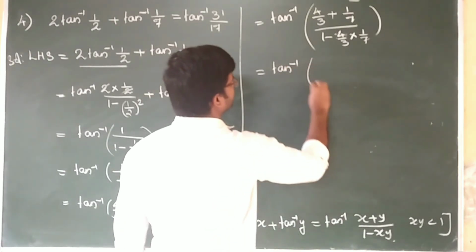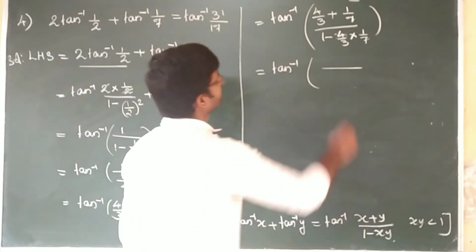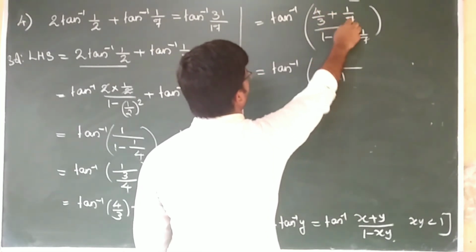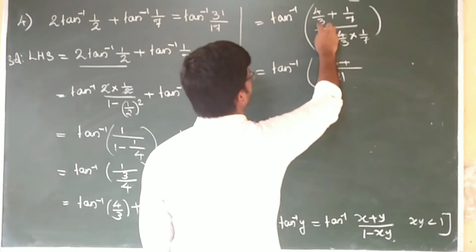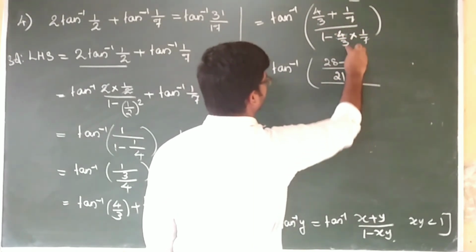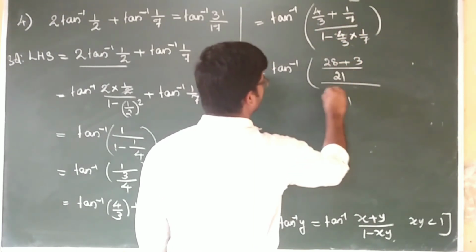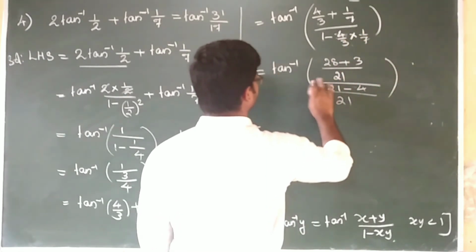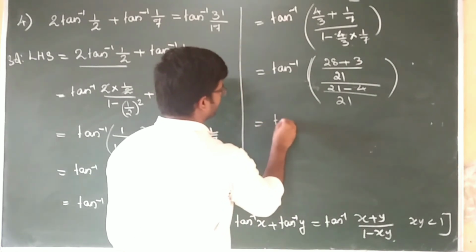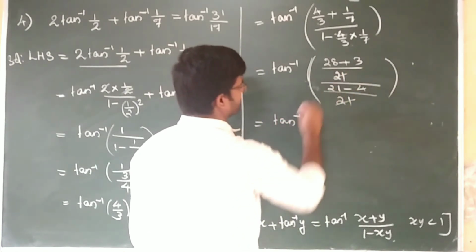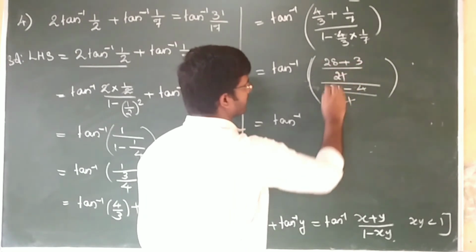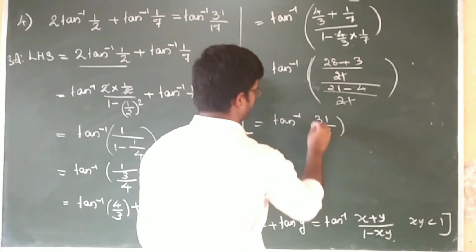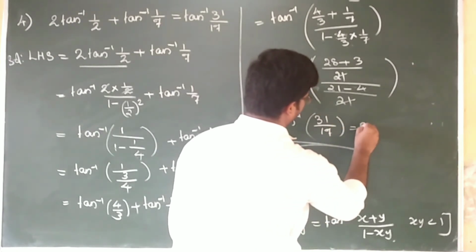Tan inverse. Take LCM. What is LCM? 21, 3 into 7, 21. Then 4 into 7, 28, plus 3 into 1, 3. In the denominator also 21; 1 is 21, minus 4 into 1, 4. Tan inverse, 21 we just cut it. Then remaining 28 plus 3, 31, and 21 minus 4, 17. 31 by 17 is our answer.